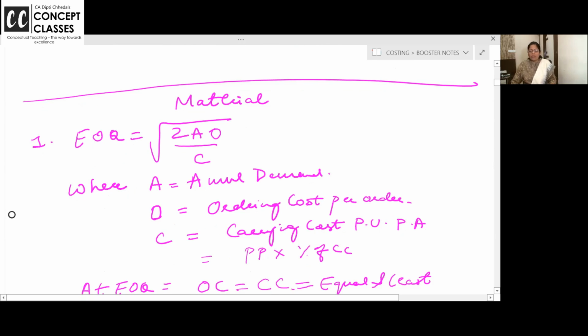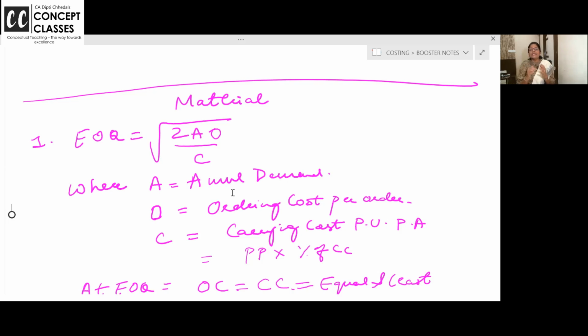In material, EOQ stands for economic order quantity. It says how much material you should buy. The formula is the square root of 2AO by C, where A is your annual demand, how many kgs or units of raw material you want to buy. O is the ordering cost per order. Whenever you order, you have to give a paper ad, call for quotations, decide and place the order, send the mail, or go for a sample test, travel and then come and order. So it is the ordering cost per order.